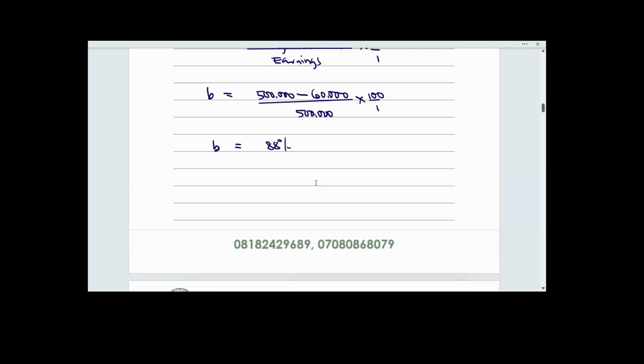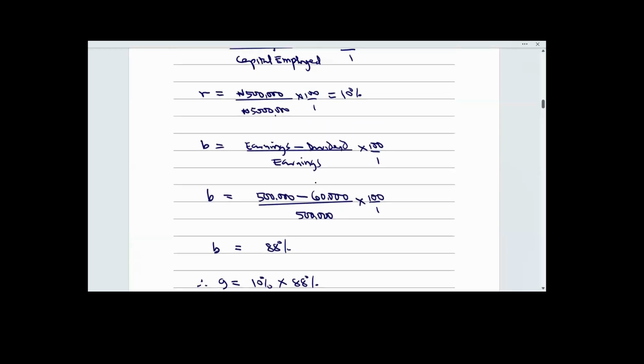All right. Therefore, the growth rate is equal to return on capital employed of 10% multiplied by 88%. So G will be equal to 8.8%, approximately G equal to 9%. All right. So let me know if you have any concern on how we got the growth rate. So with this, we can then proceed.